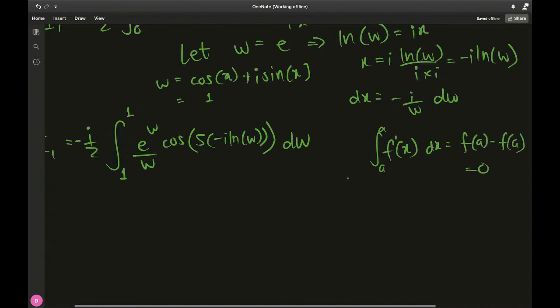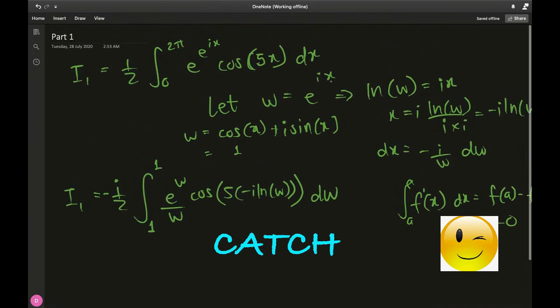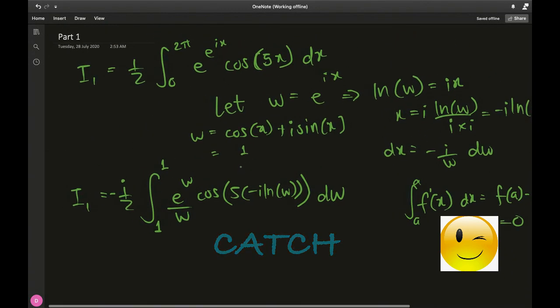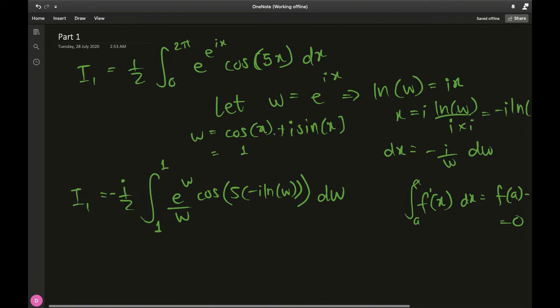But now here's the catch, here's the great catch. We are in the complex plane, boys and girls. That's because we introduced this substitution. We introduced the e to the ix, and whenever e to the ix and cosine x plus I sine x are concerned, it's always the complex plane.